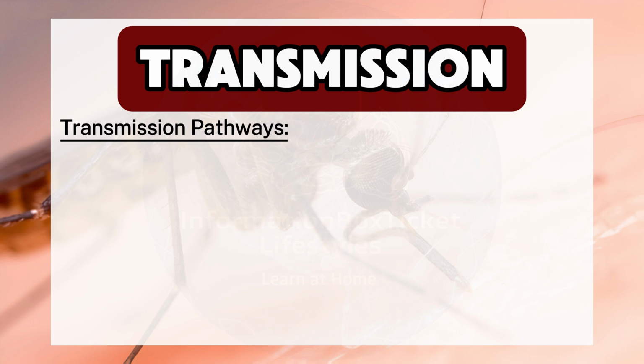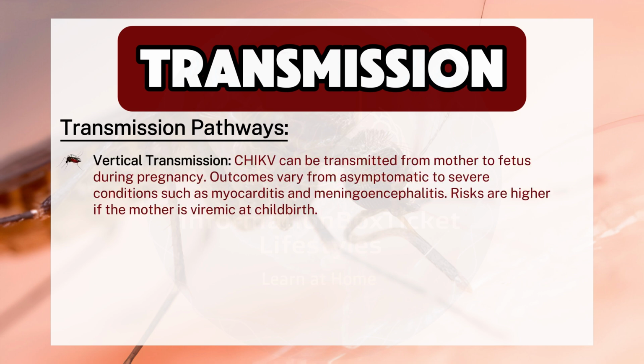Transmission pathways. Vertical transmission. Chikungunya virus can be transmitted from mother to fetus during pregnancy. Outcomes vary from asymptomatic to severe conditions such as myocarditis and meningoencephalitis. Risks are higher if the mother is viremic at childbirth.